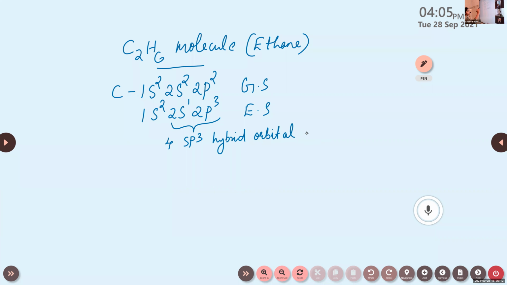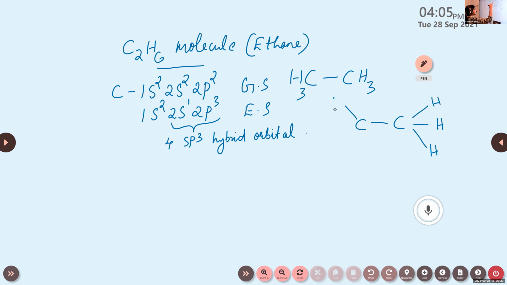We know that there are 6 hydrogen atoms. In each carbon, there are 3 hydrogen atoms. The structure is like this: C-C, then here CH3, here CH3. We can also draw it like this.